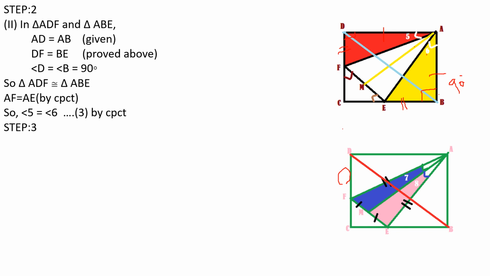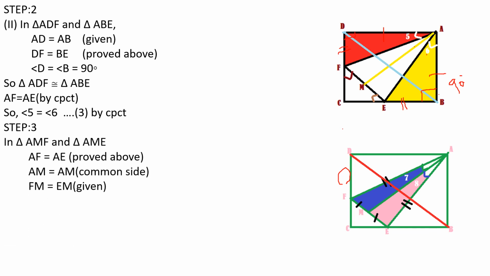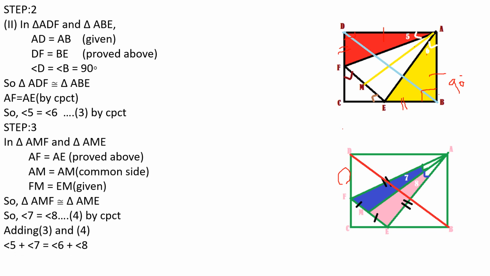Now, we can add angle 5 plus angle 7 and angle 6 plus angle 8. When we add, we will be getting angle DAM is equal to angle BAM. If angle DAM is equal to angle BAM, then we can say AM bisects angle BAD. Hope you understood this question.